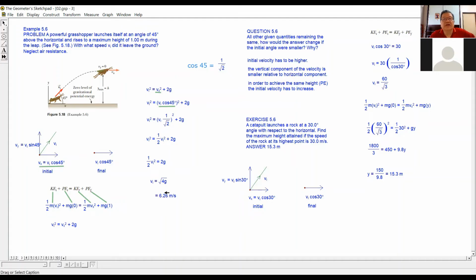At the initial velocity. Any questions so far? No questions, sir. Then you read this one.